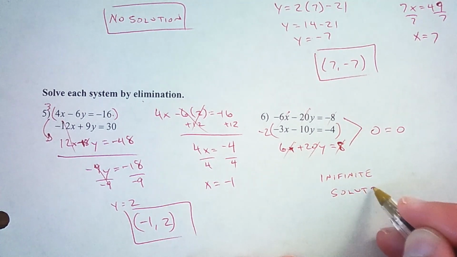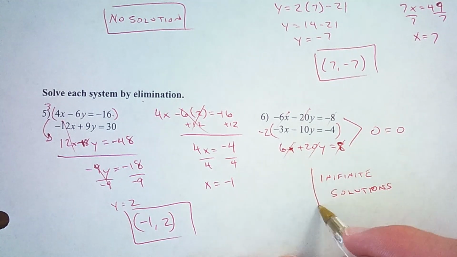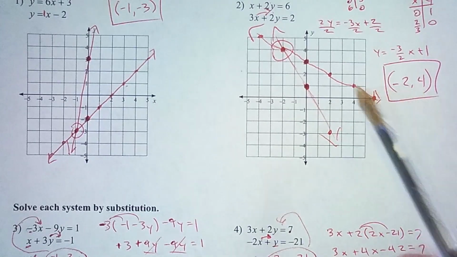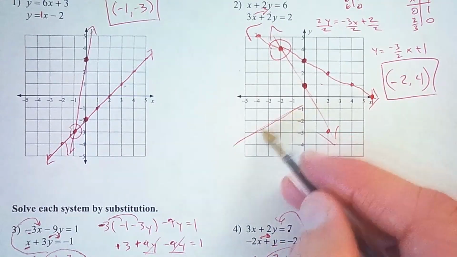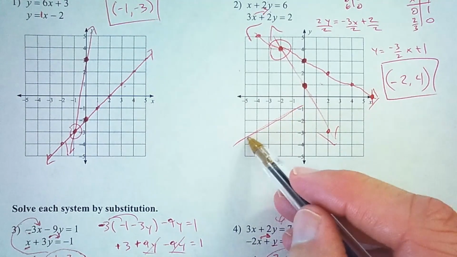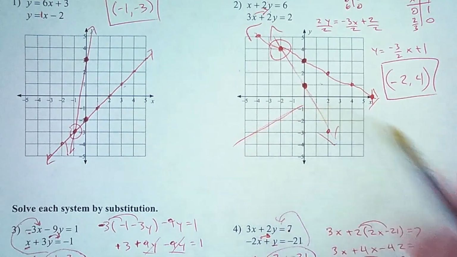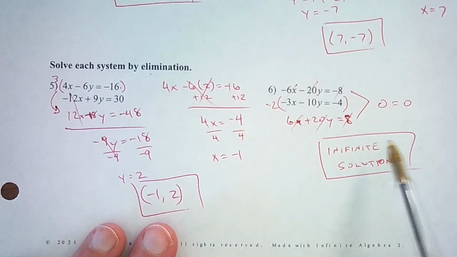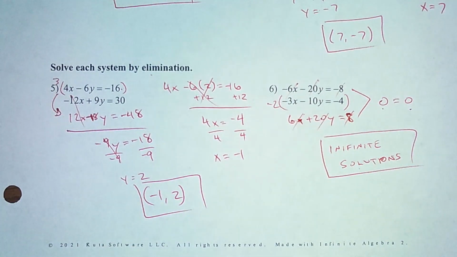That does not mean every point in the world is a solution. What that means is if I was to graph like I did up here, I would get one line that lies right on top of the other. So along the line, every point, whether it's integer or decimal, would be a solution, and there's an infinite number of those points. So when we get a true statement like this, that means there is an infinite number of solutions.